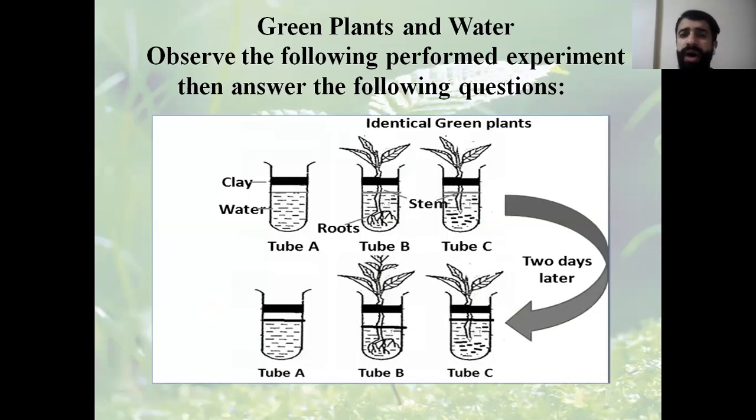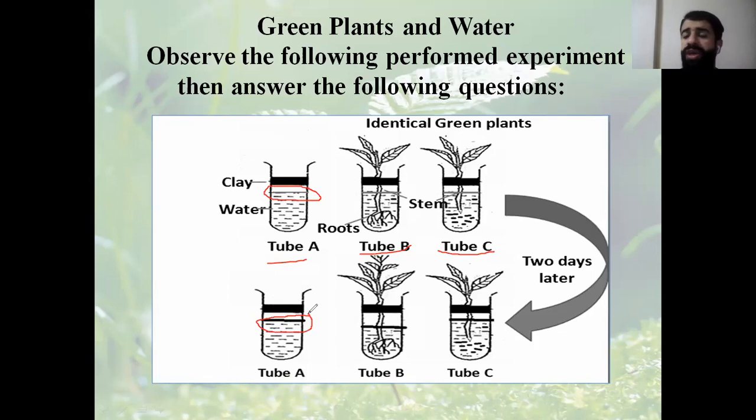Now, let's talk about this experiment, about the green plants and water. Observe the following performed experiment to answer the following questions. Here we have three tubes. All of you, please pay attention. You have three tubes: tube A, tube B, and tube C. In tube A, we don't have a plant. So the level of water stays the same before the 2 days and after 2 days.